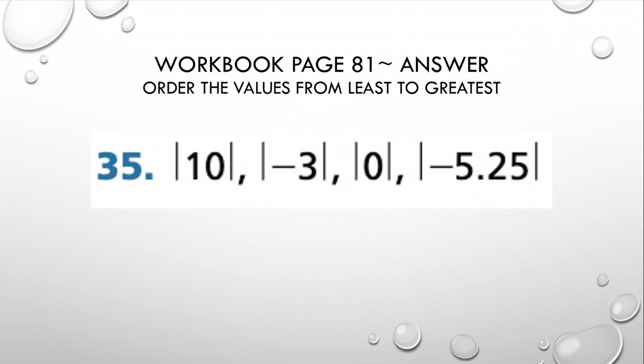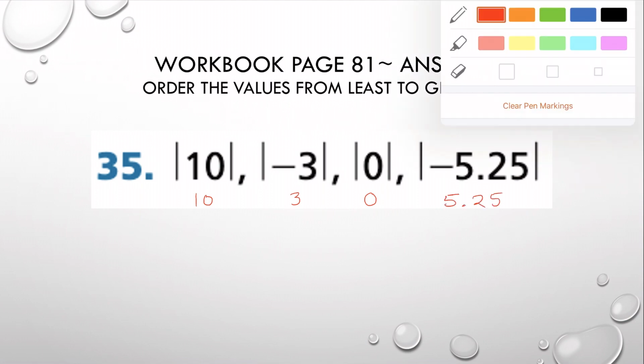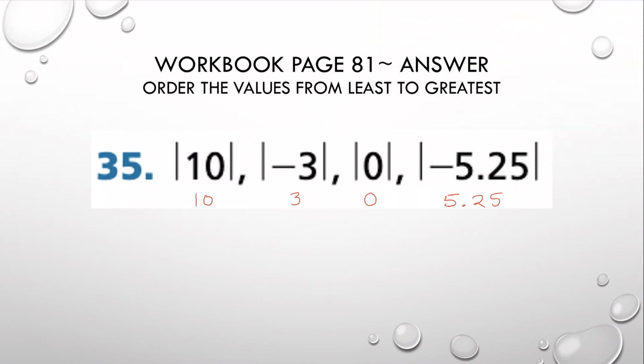Okay, so let's go over the answer for this. Again, we are ordering the answers to these absolute values, so we have to think about what those answers are first. The absolute value of 10 is 10. The absolute value of -3 is 3. The absolute value of 0 is 0. The absolute value of -5 and 25/100 is just 5 and 25/100. So if I'm going to put those numbers in order, the smallest is 0, followed by 3, followed by 5 and 25/100, and finally 10.